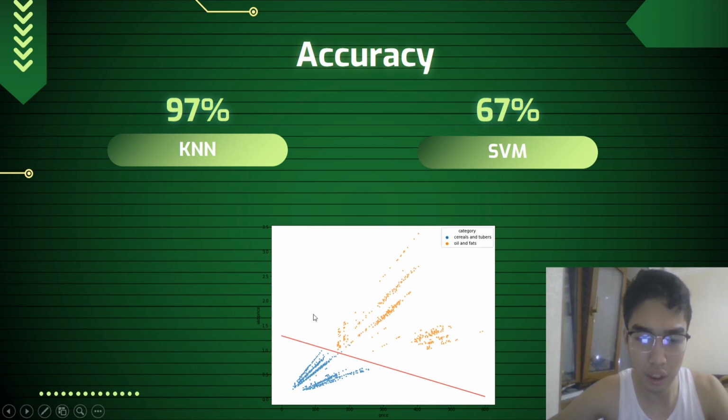And here the example graphs illustrate how SVM works. It divided our data into two parts. So for our data, the much more fitting and suitable one was the KNN algorithm.